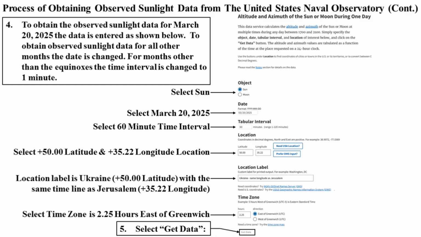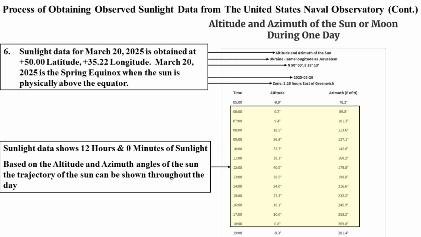Step 5, select Get Data. Step 6, sunlight data for March 20, 2025 is obtained at plus 50 degrees latitude and plus 35.22 longitude. March 2025 is the spring equinox when the Sun is physically above the equator. Sunlight data shows 12 hours and 0 minutes of sunlight.